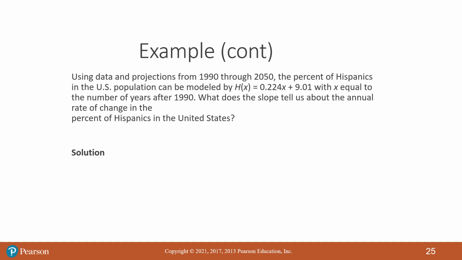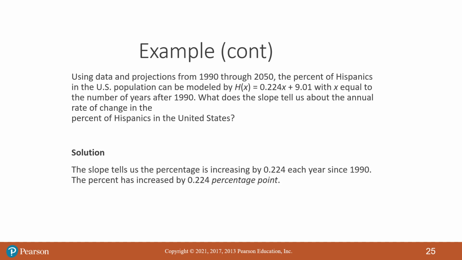All right. So what does the slope tell us about the annual rate of change in the percent of Hispanics in the United States? Well, the slope tells us that the percent has increased by 0.224 each year since 1990. The percent has increased by 0.224 percentage point. So, not even a 1% increase. A 0.224% increase. So that is a percentage of a percent is what the Hispanic percent has increased. But that's what the slope tells us.